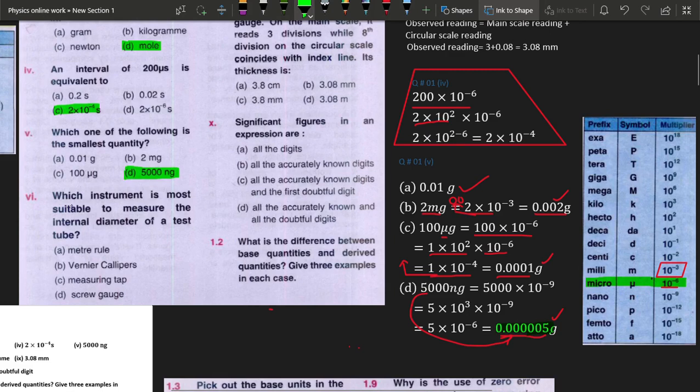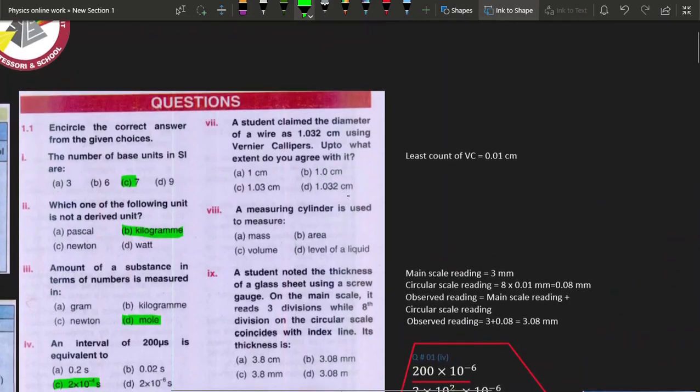Now next is: which instrument is the most suitable to measure the internal diameter of the test tube? So we know that to measure the internal diameter we use vernier caliper. So the correct option is B, which is vernier caliper.